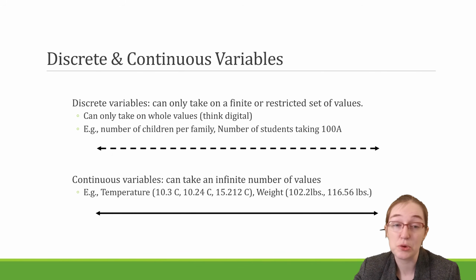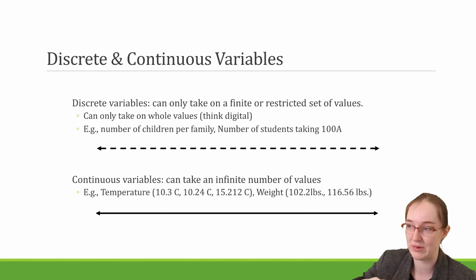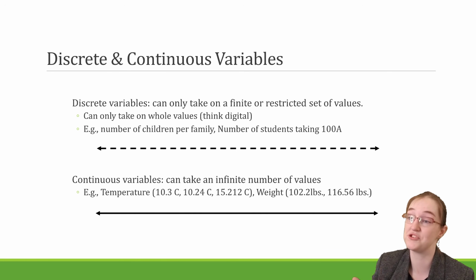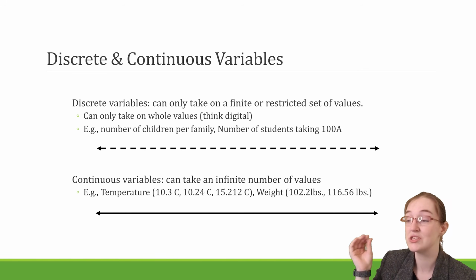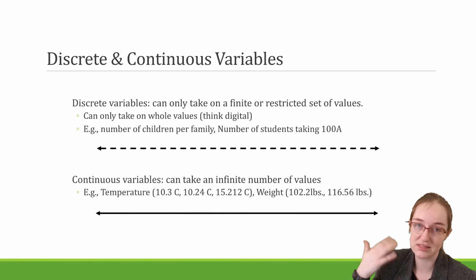Okay, so next, within variables, there are different ways to conceptualize and measure them. Those are the levels of measurement. A discrete variable can take on a finite or restricted set of values, for example only whole values, like number of children in a family or number of students taking intro-level psych. Often the difference between this and a continuous variable is how precise you can get your measure. A continuous variable can take on an infinite number of values. Think temperature: 10.3 versus 10.24 versus 15.212, etc. It's a level of precision.